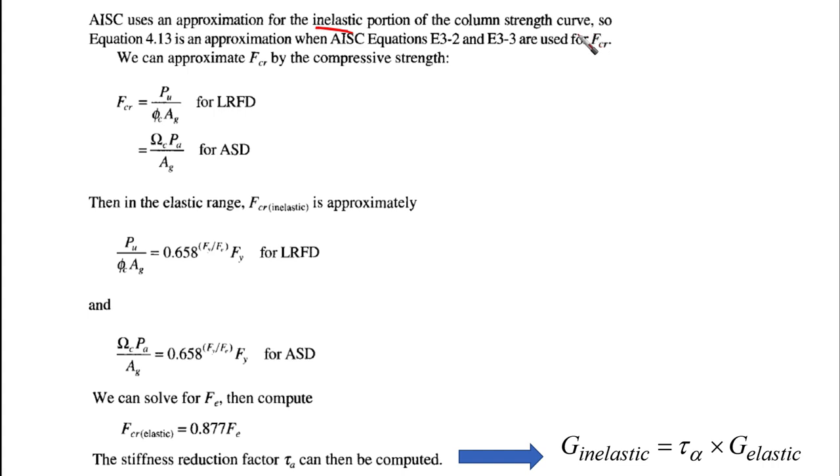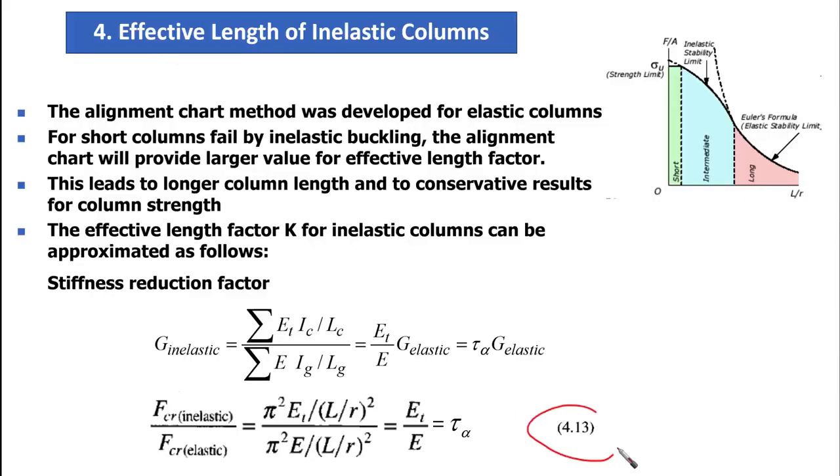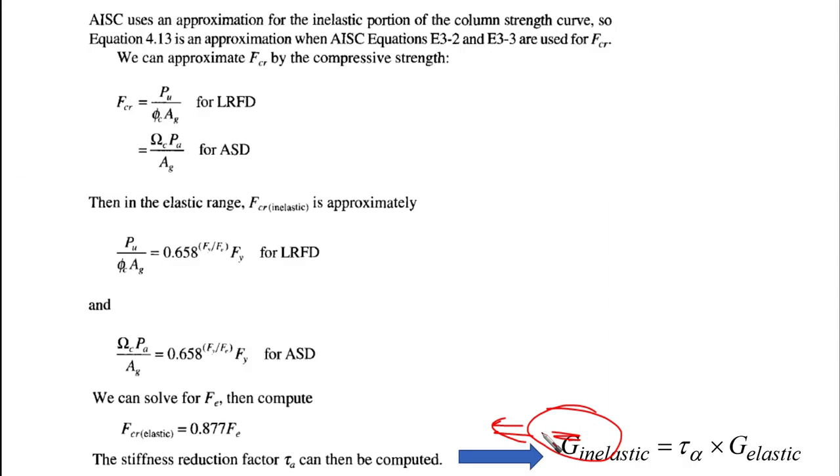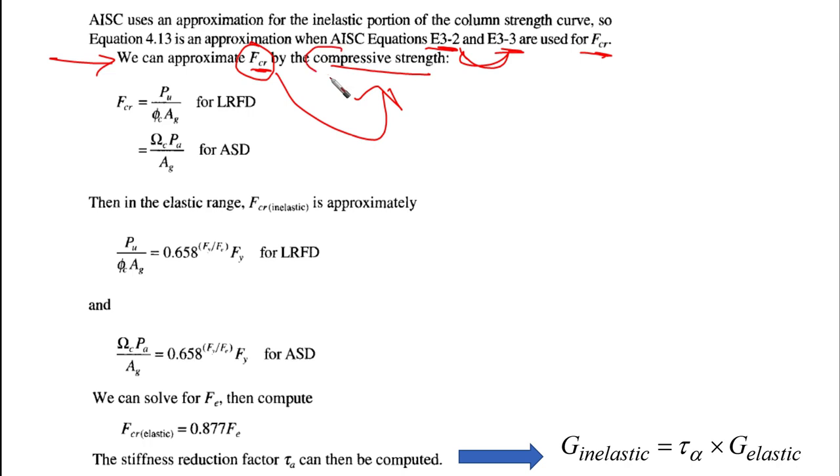Do you remember? So equation 4.13, which is this equation, is an approximation when AISC equations E3-2 and E3-3, do you remember these equations? We have explained them in the previous videos. They are used for FCR, and that's right. We can approximate FCR, the critical buckling strength, by compressive strength. That's the assumption that we're going to work with. FCR, we are going to equate it with compressive strength.